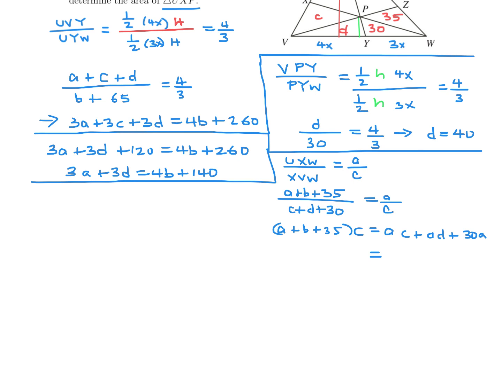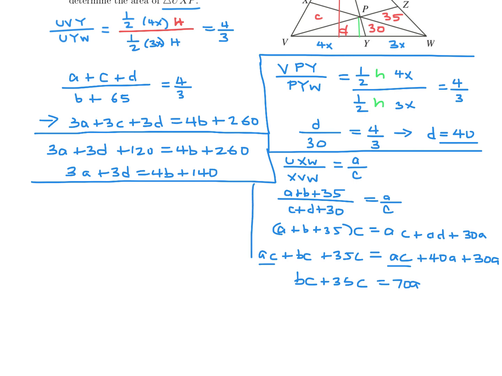All right, let's expand this. We have AC plus BC plus 35C. Okay, the AC's cancel. And then D, I think I figured out was 40. So this becomes 40A. And this is 30A. All right, so we're getting somewhere. These cancel. So then we just get left with BC plus 35C is equal to 70A. Okay. I think that's about as far as I can go there. So we'll keep that for now.